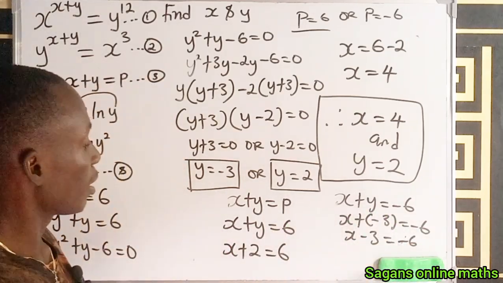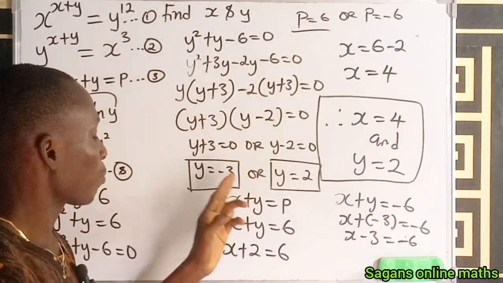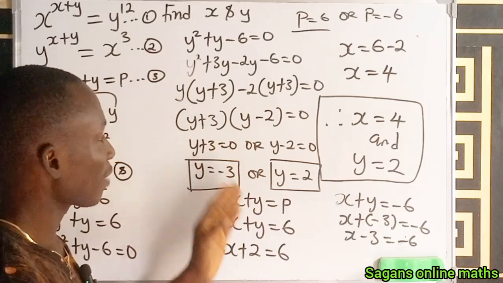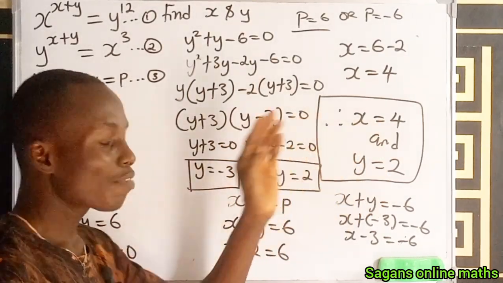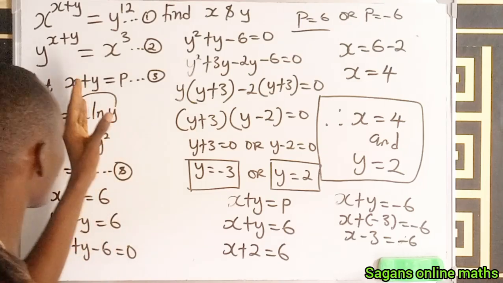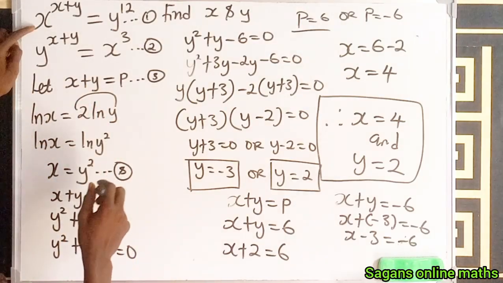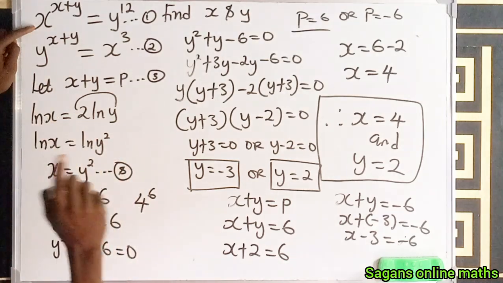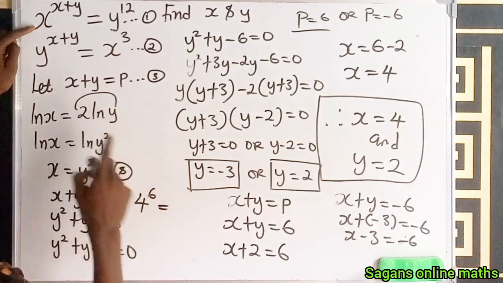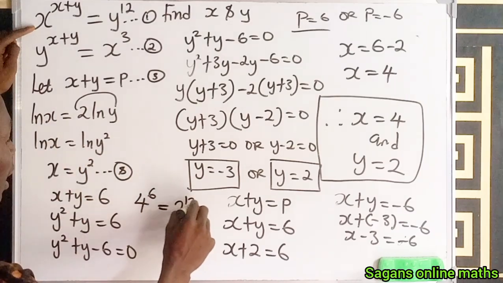But I believe that if you're working with the positive integers, where p is equal to 6, and y is equal to 2, you arrive at our answer that x equals 4 and y equals 2. These are the values that satisfy this equation. Let's check something very interesting. If x is 4, we see that 4 to the power of 6, because x plus y is 6, right, is equal to y to the power of 12, and y is 2, and 2 to the power of 12. Now you can see that.